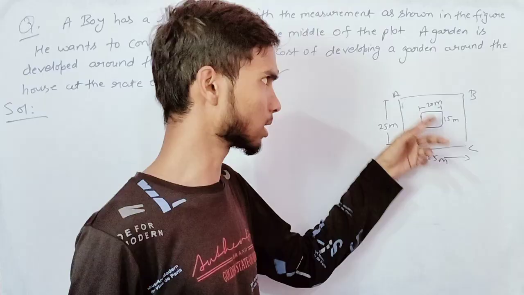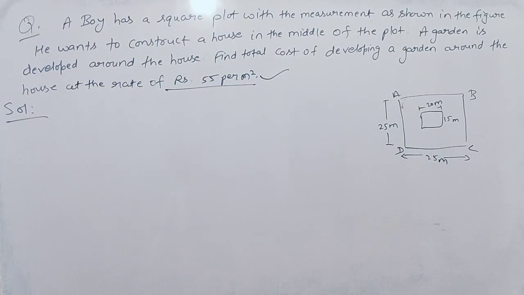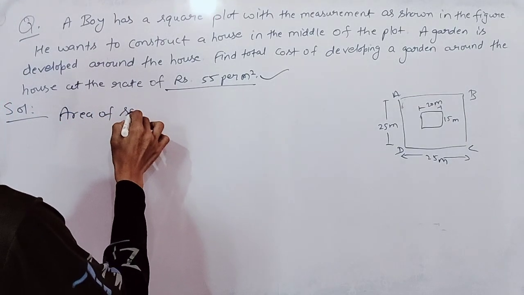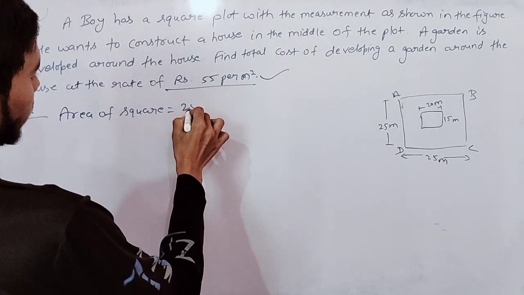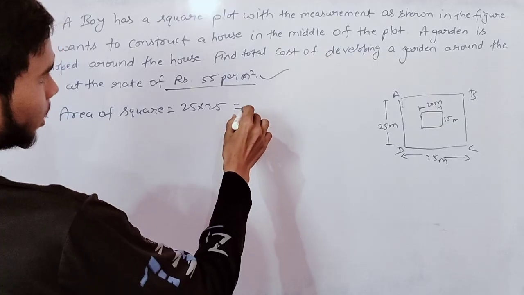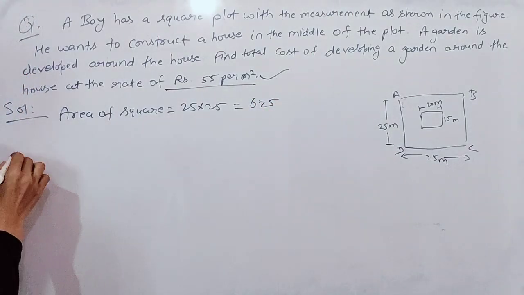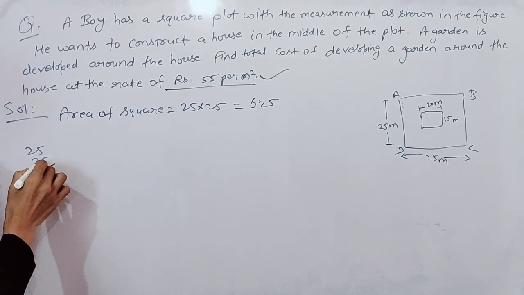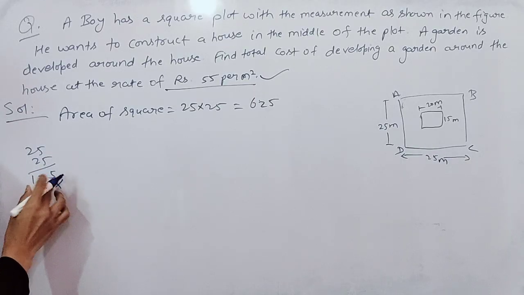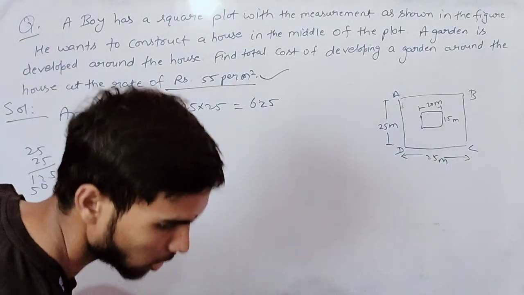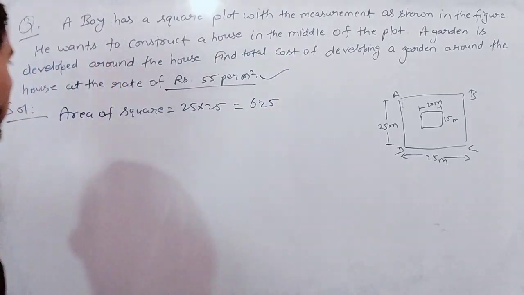That's why this will not be considered a square, rather a rectangle. Now the area of a square would be 25 multiplied by 25. It will give us 625. I think so. Otherwise, 25 times 25: 5 fives are 25, 2 fives are 10, 2 twos are 4, 625. Yes, it is correct. This is the area of the square.